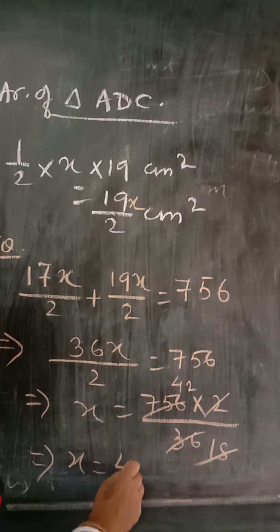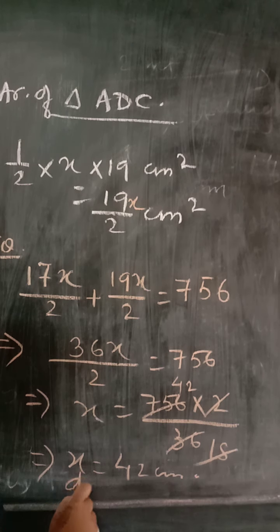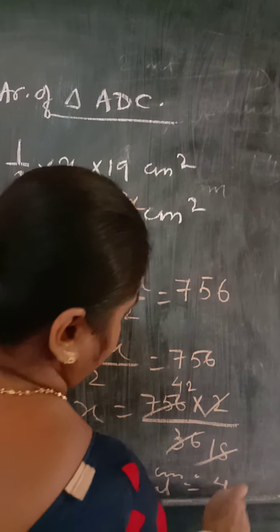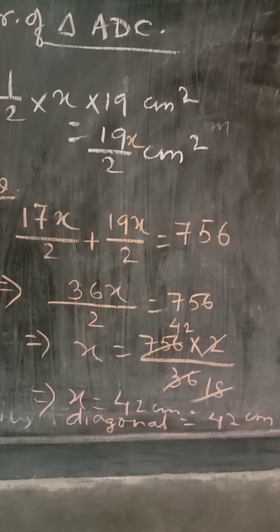X is equal to 42 centimeter. So the diagonal is equal to 42 centimeter. So this only we had to find. We had to find the diagonal.